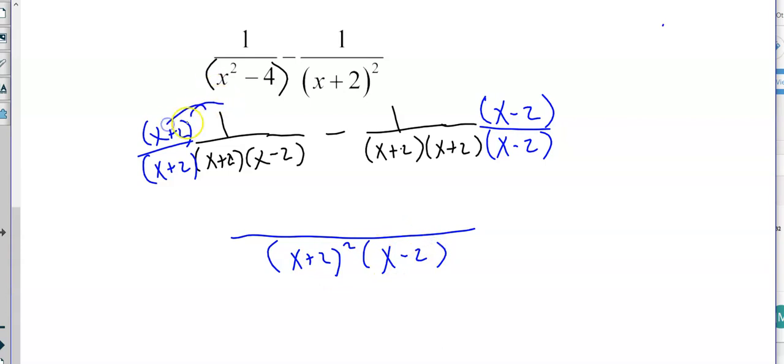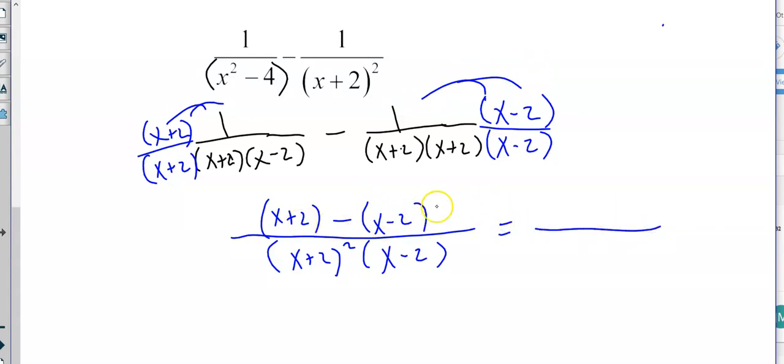The numerator, that first parenthesis is going to be x plus 2 minus x minus 2. So that numerator would be x minus x is 0, 2 minus negative 2 is 4, so we have 4 over x plus 2 quantity squared times x minus 2.